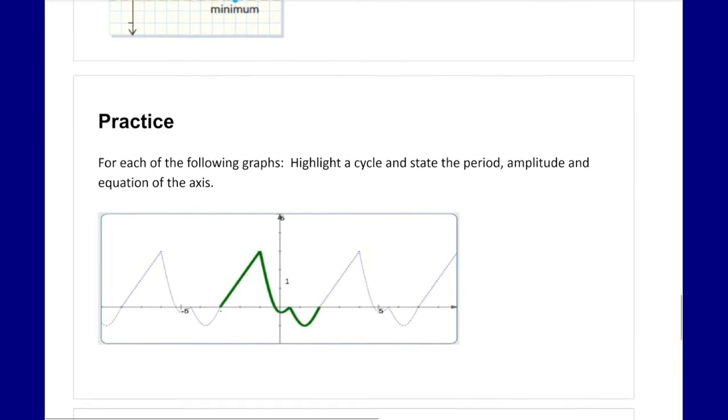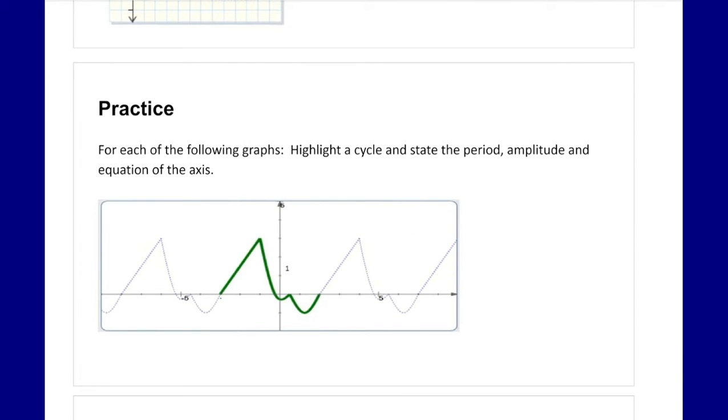So we're just going to practice on 2 examples. Given the periodic functions, we want to go through, highlight a cycle, state the period, amplitude, and the equation of the axis. So this one, the first one, is nicely done. We've already highlighted our cycle for us. So this is our cycle. To determine our period, it's the horizontal distance from the start to the end of one cycle. So in this case, it goes 1, 2, 3, 4, 5. So our period is 5 units. So our period is 5 units long.